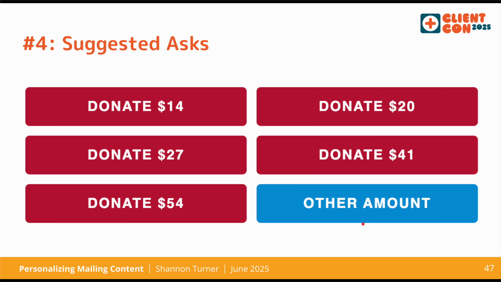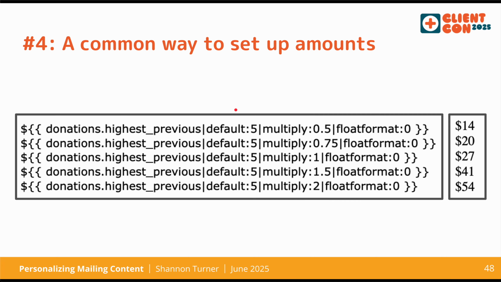Most commonly, we see buttons set up something like this: donate 14, donate 27, donate 20, and so on. For the sake of not having too much clutter on the next few slides, I'm only going to show the amounts. I'm not going to show the word donate. I'm not going to show the HTML code for this button. I just want to focus on the personalization rather than those other details. So here's one way that you could set these kind of buttons up.